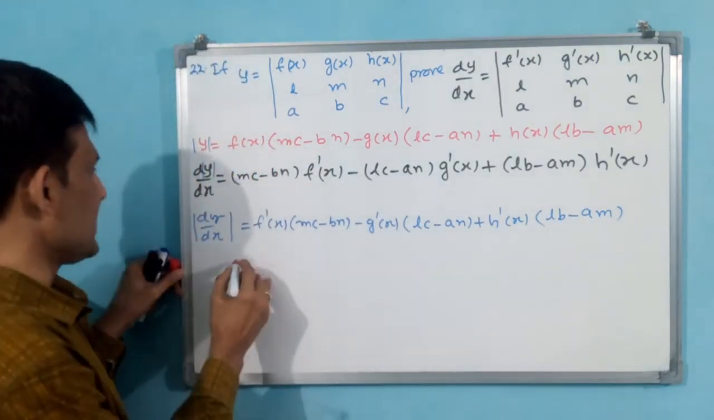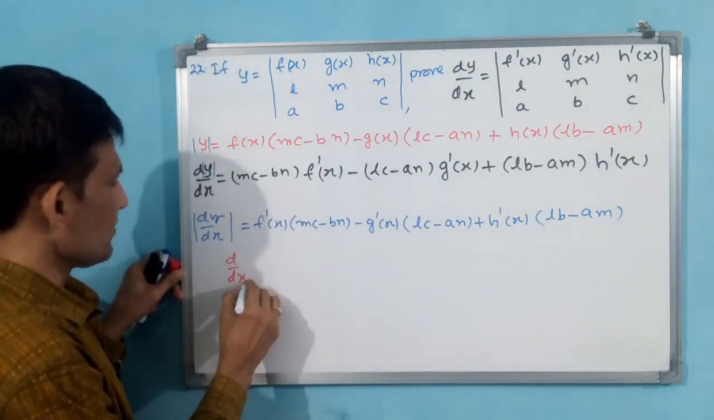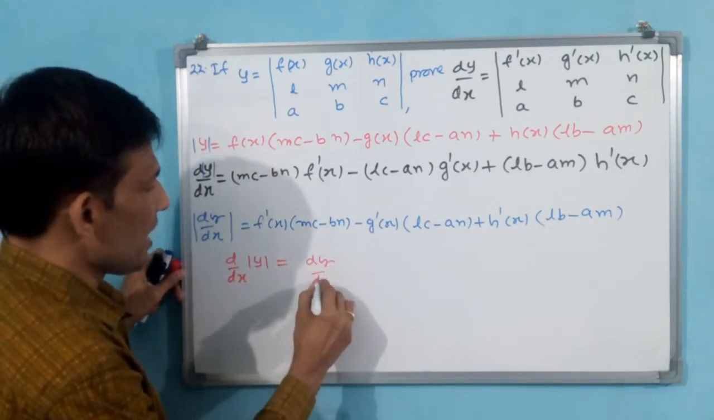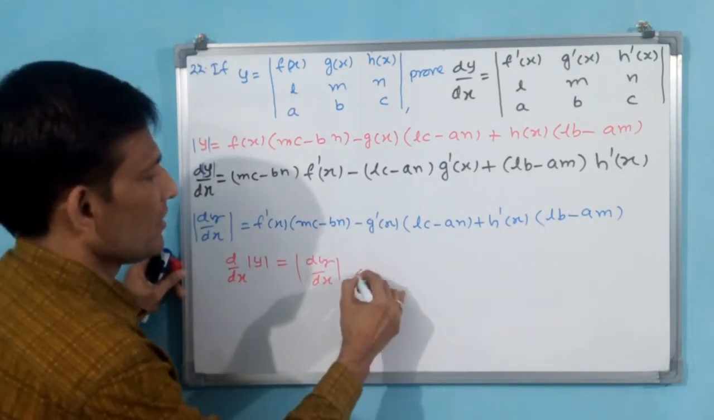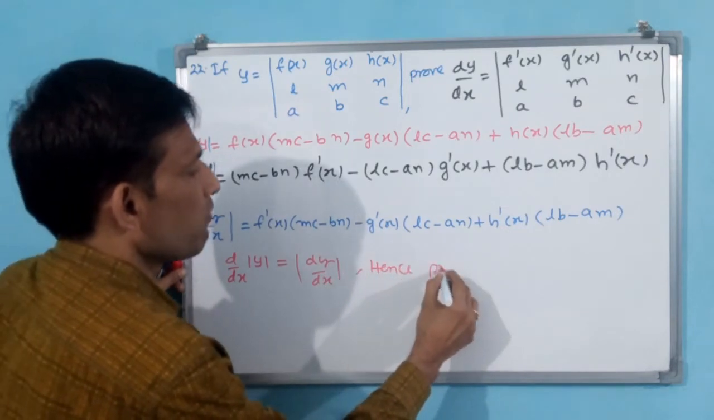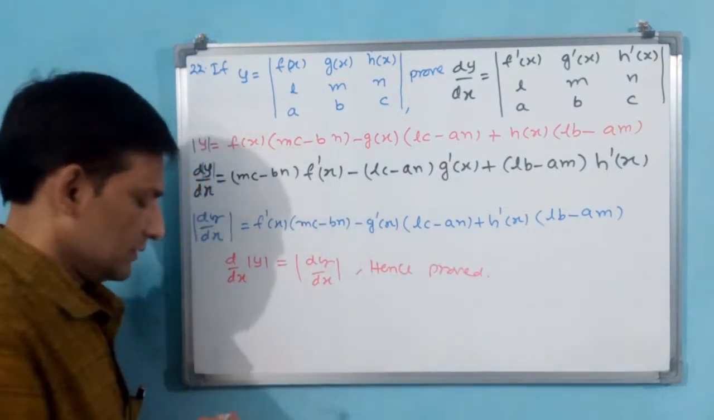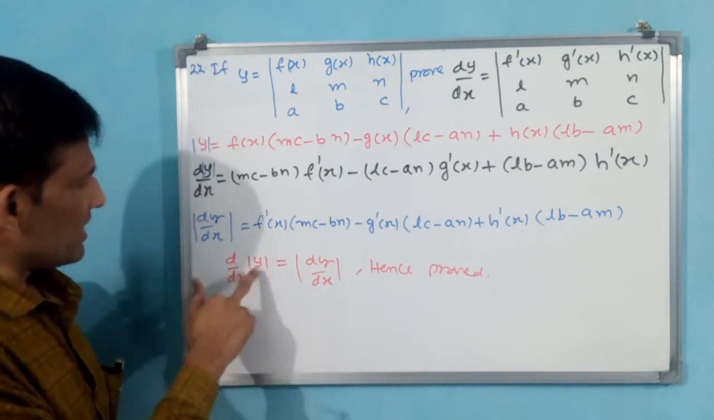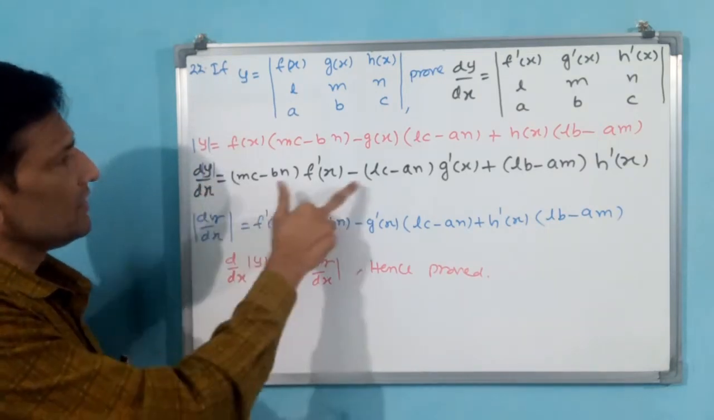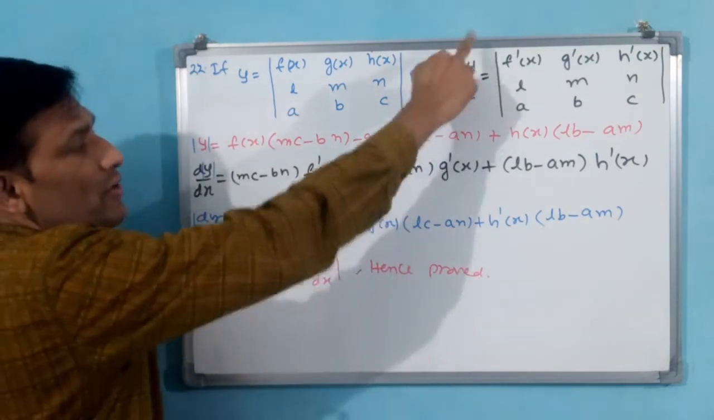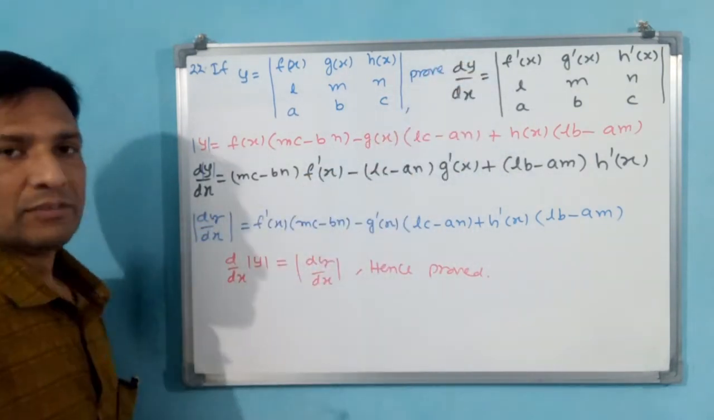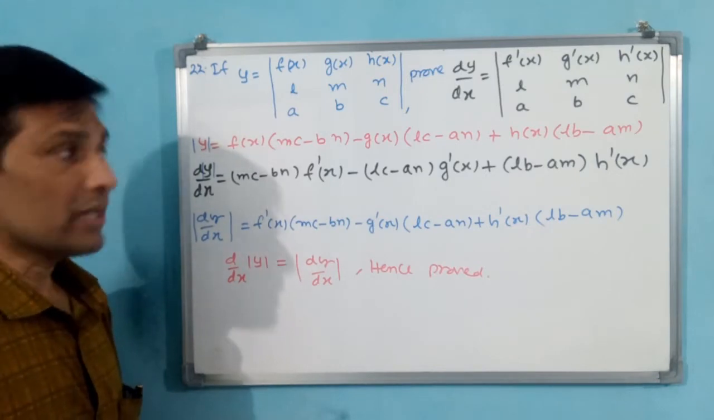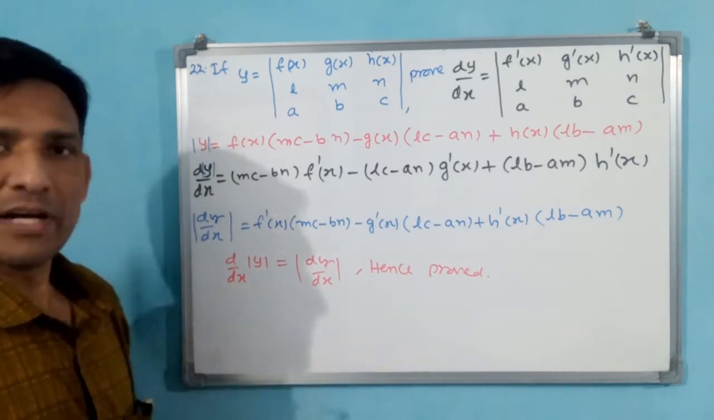Okay, now you can write like this. d by dx of determinant y is equal to dy by dx determinant, hence proved. Okay, see, you have to segregate it. d by dx of determinant y is equal to determinant of dy by dx. Both are same, hence proved, like you write and close this question. Okay, let us go for 23rd question.